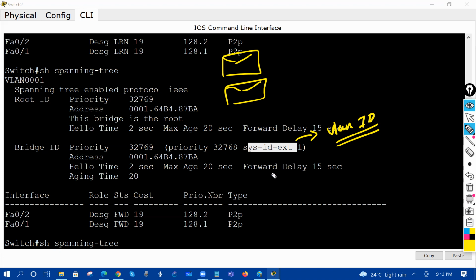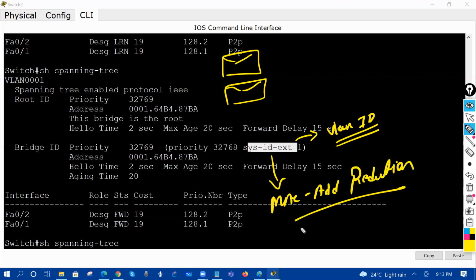Maybe you have a question: we can also use the MAC address to identify the packets. But guys, we don't have that many MAC addresses. That's why we are going to use the system ID extension. This is also called MAC address reduction, because we are not going to use the MAC address to identify the BPDU. We are going to use the VLAN ID.